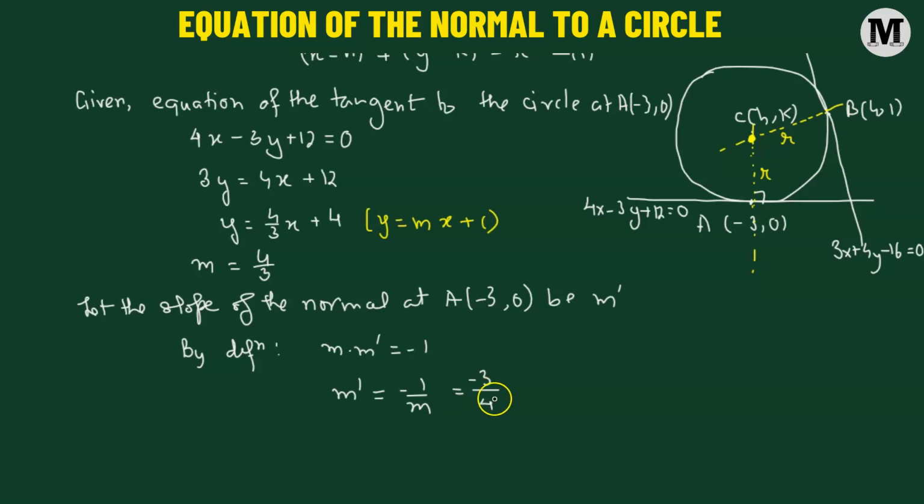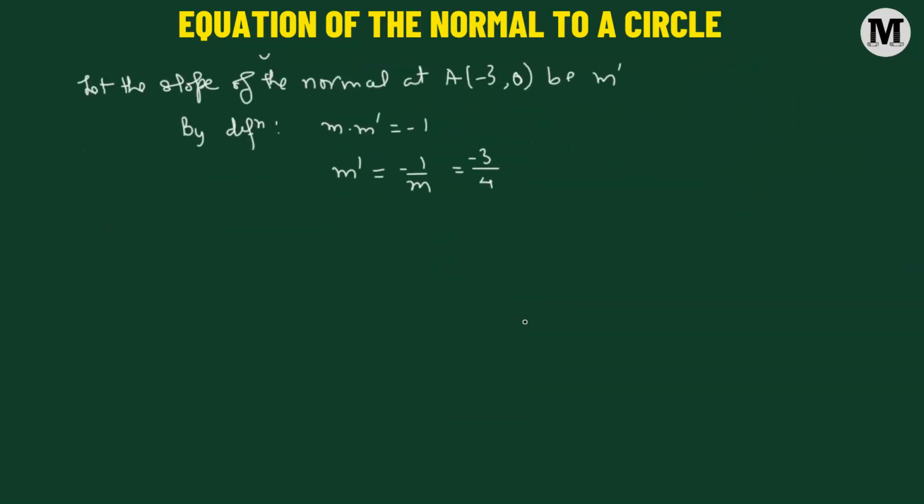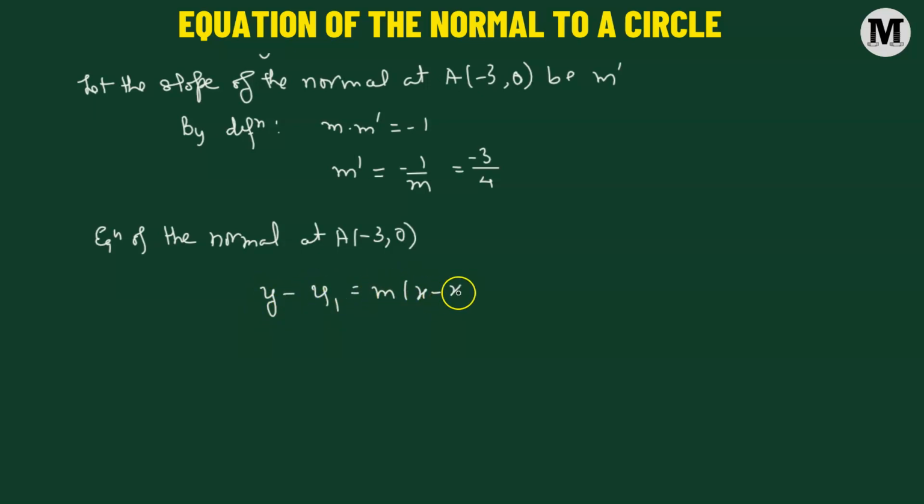This is the slope of the normal line. And since the normal line passes through the point negative 3, comma 0, we can use the point slope form to find out the equation of the normal. The equation of the normal at the point A with coordinates negative 3, comma 0, that will be y minus y1 equals to the slope times x minus x1.